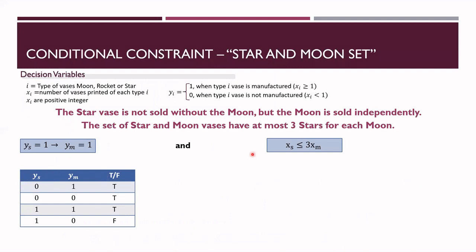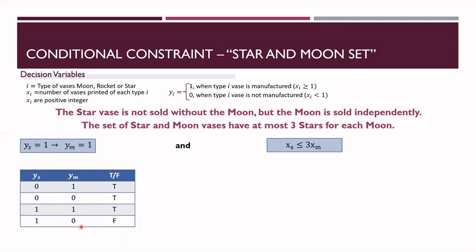So now I have these two sets of two statements that I need to translate into a constraint in my IP problem. So let's focus on the first one. The first one is ys equals 1, then ym equals 1. In this case, for this statement to be true, these are the conditions, and this statement is only going to be false under this last condition over here.